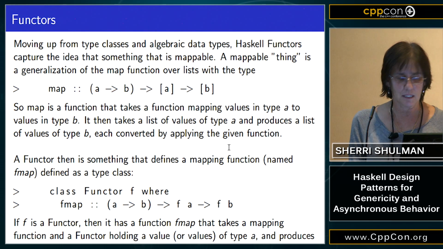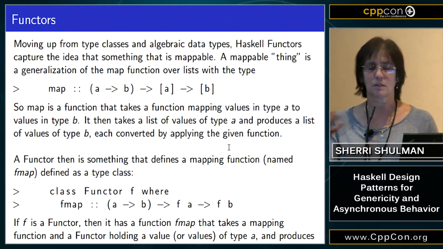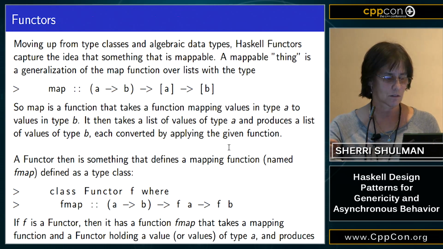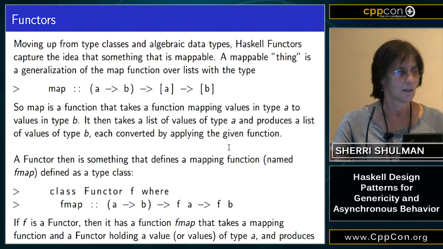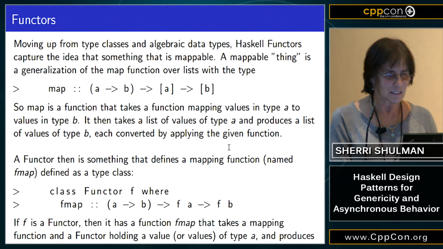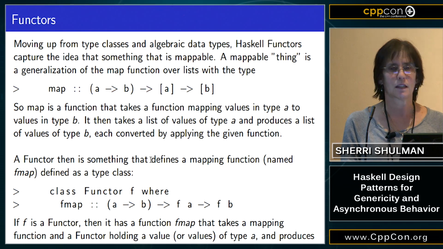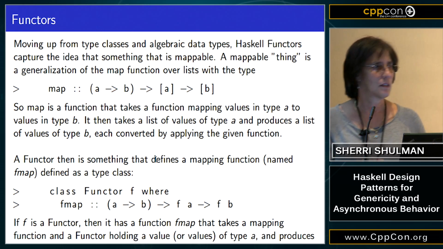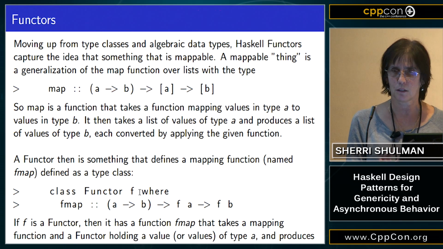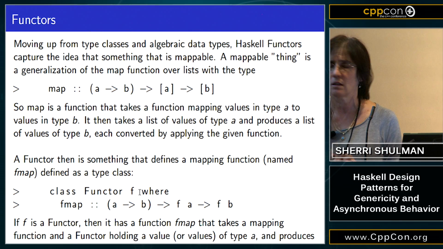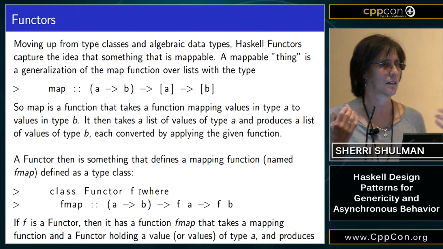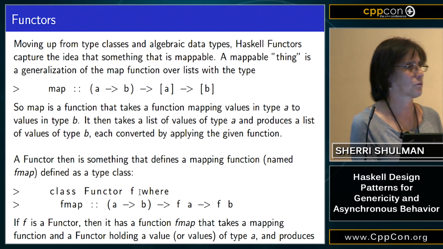So here we can say that something is a functor if it gives us an F map. And F is the name, is a parameter. Although often F stands for functions, here it's standing for a functor. So if F is a functor, then there is an F map defined that works on these functors. It expects to get a regular function, not a wrapped function, and then a functor that holds an A, and it returns a functor that holds a B.